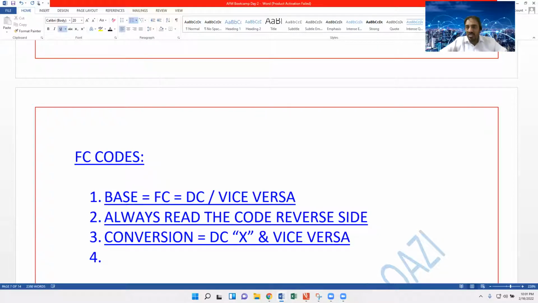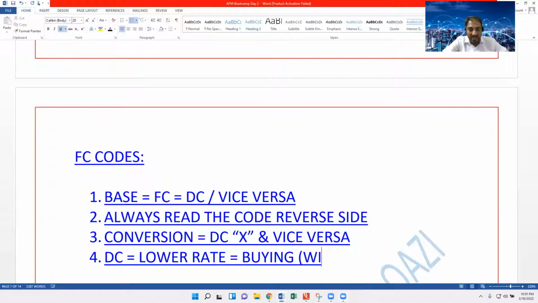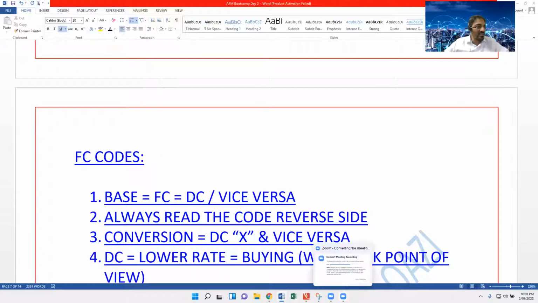And a very important thing: always read the code from the viewpoint of the bank. And remember only one thing: direct code, lower rate, buying. Direct code, lower rate buying, from the bank's point of view or the exchanger's point of view. That's all.